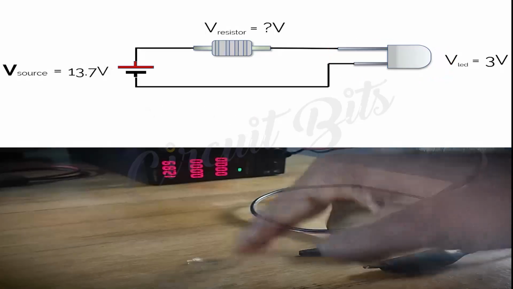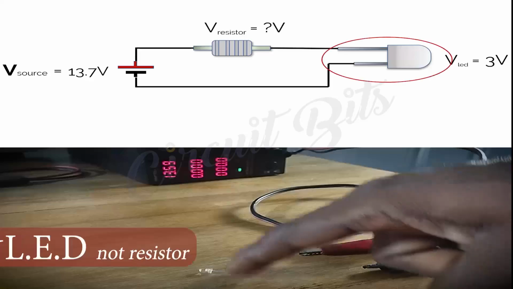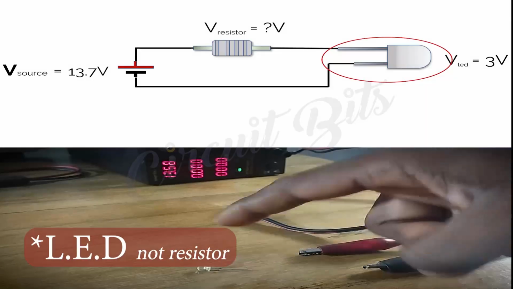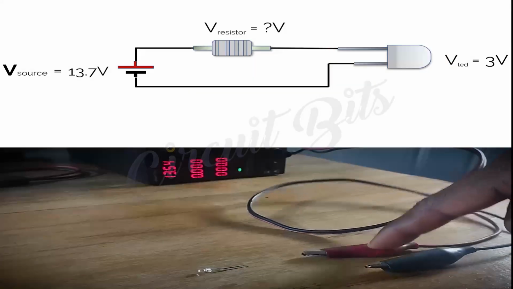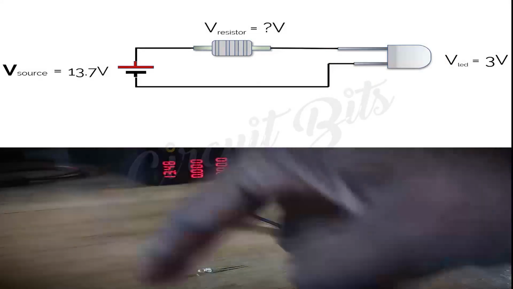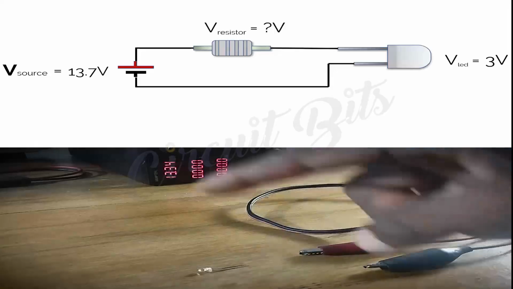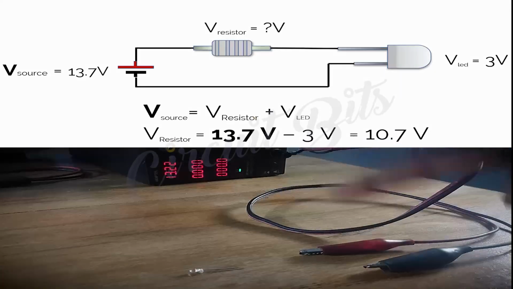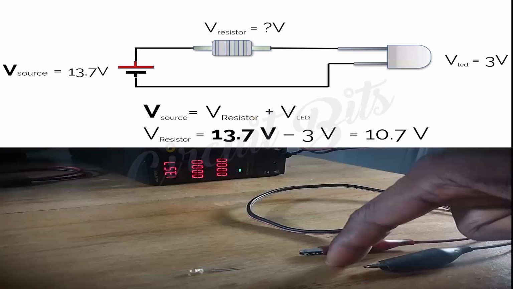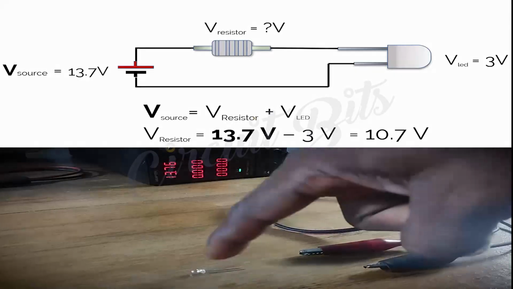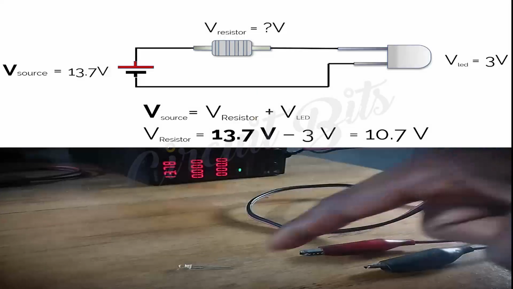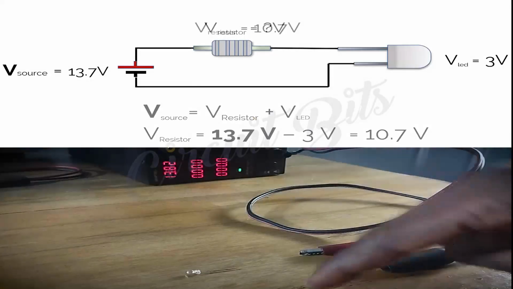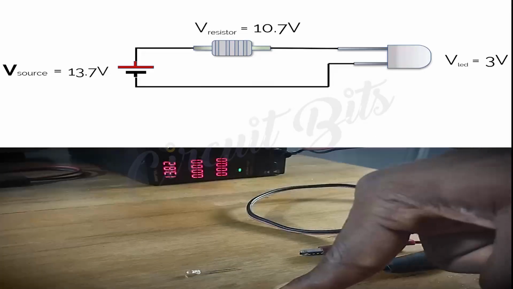Since we know the voltage drop we're going to have across the LED, we can subtract that voltage drop from the overall voltage from the power supply to get the voltage that will be across the resistor. We have approximately 13 volts on our voltage supply, and we're going to have 3 volts on this LED because it's a 3 volt LED. If we subtract 3 volts from 13, we're going to have 10 volts. So we're expected to have approximately 10 volts across our resistor.